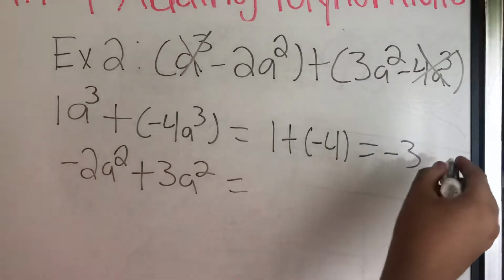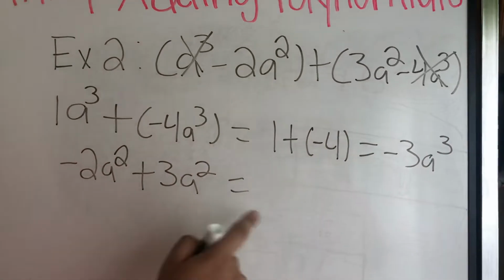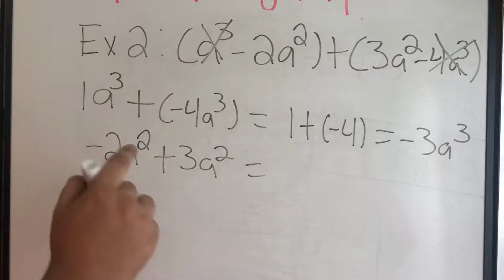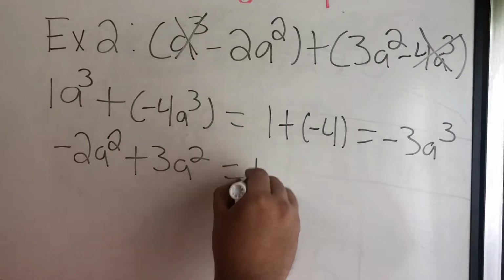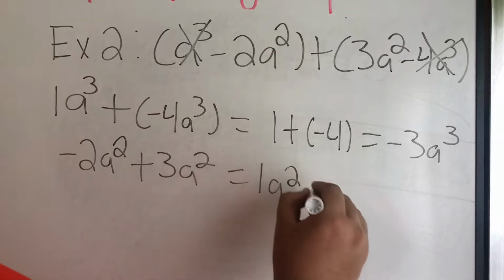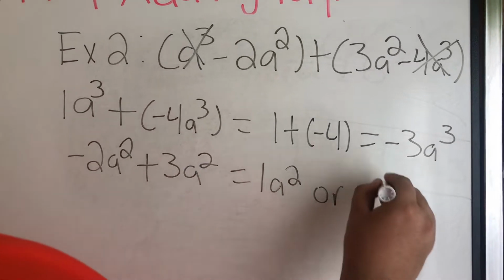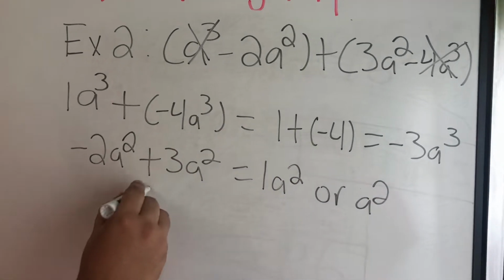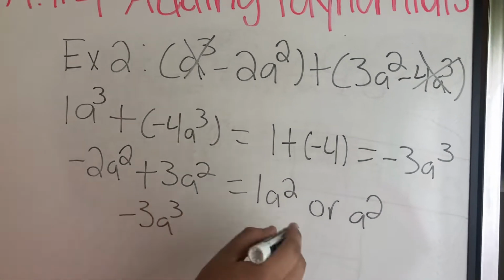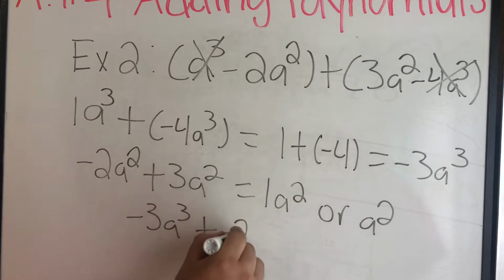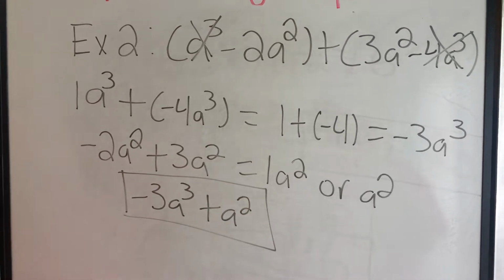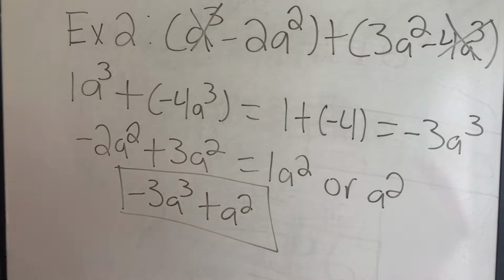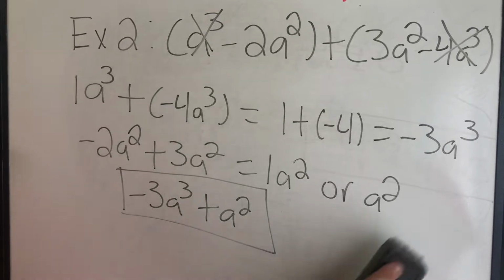So negative 3a to the power of 3. Bottom one, negative 2 plus 3 is just the same thing as saying 3 minus 2, which is 1. So you can write it as 1a squared or just a squared. Either one, you're correct. Let's combine our answer. So it's going to be negative 3a cubed plus a squared. Answer to problem number 2. Let's go ahead and jump into example problem number 3.